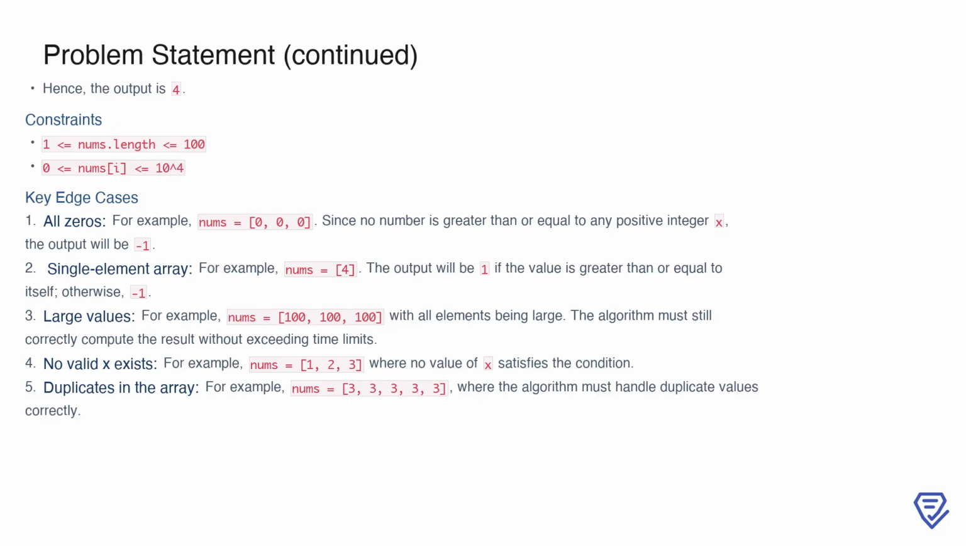For example, in a case like 3, 3, 3, 3, 3, the algorithm must handle duplicates correctly to find the value of x or determine that no valid value exists. These constraints and edge cases are critical to designing an efficient solution that works for all inputs.